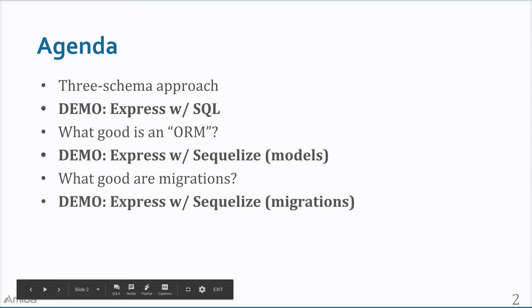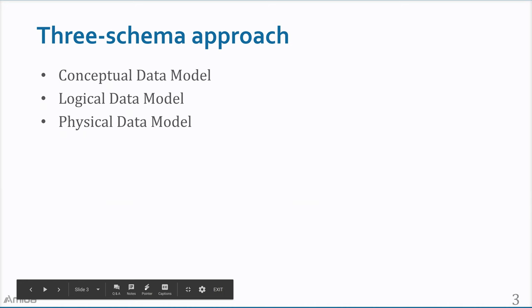All right, so before we dive in, some really useful language is thinking about data models in three different types. You have your conceptual model, your logical model, and your physical model.